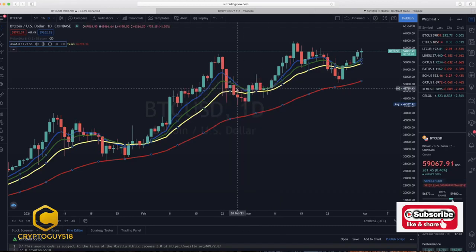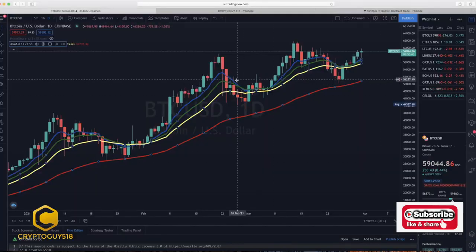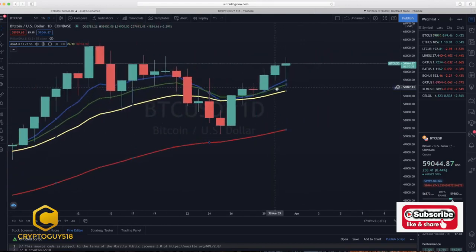So the basic strategy we have going on here is, if we're looking for the market to go up, we want these moving averages in this sequence: 8, 13, 21, 55. In essence, we want blue, green, yellow, red. If we're going to make money off the market going short, we want the opposite: red, yellow, green, and blue.